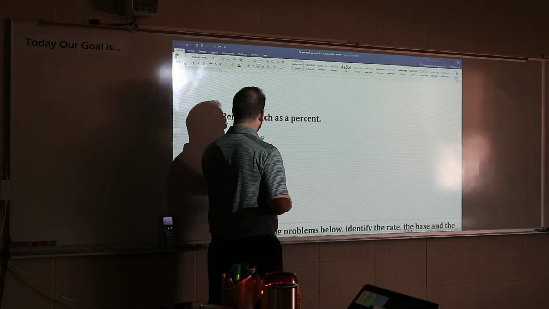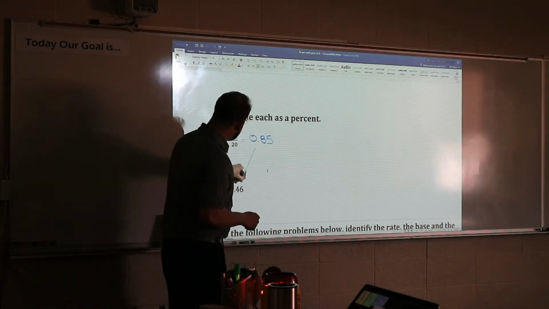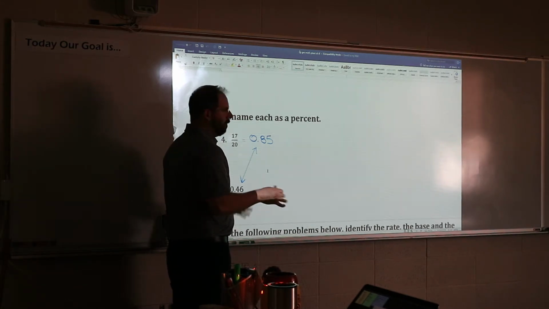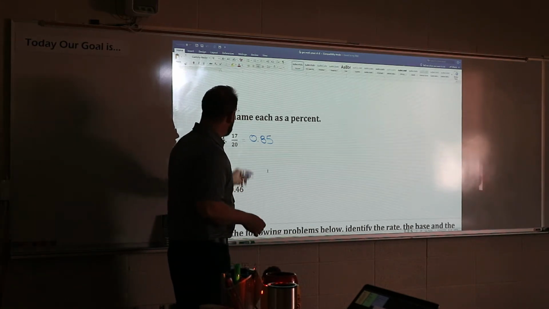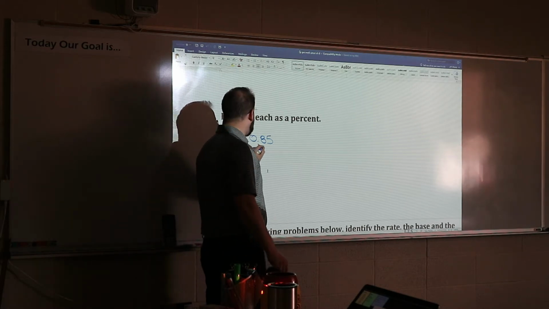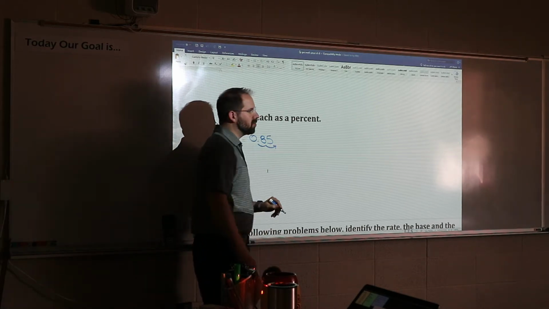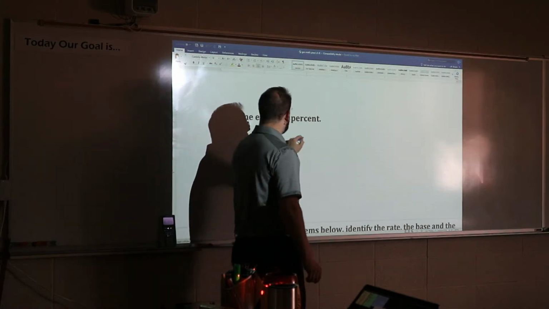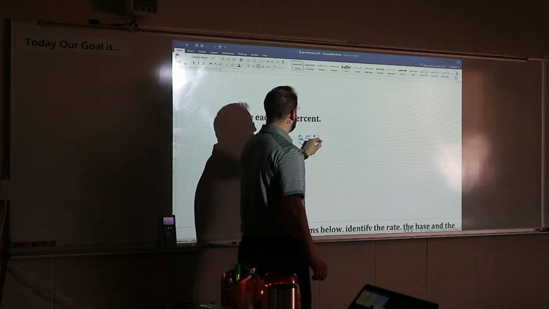0.85, all right, perfect. So, do you agree that these look like the same decimals now? Okay. So all you have to do now on this is move the decimal back 2 spots, and that will give you the percent. So if I move it back 2 spots, what's my percent? 85. 85%. That's the idea, okay?